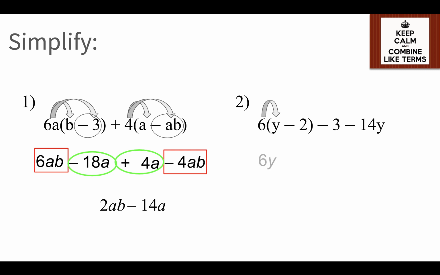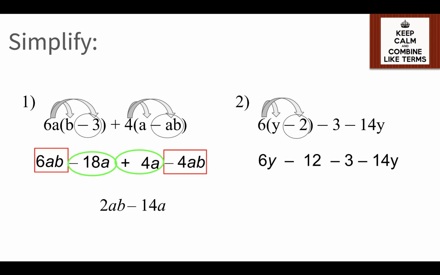6 times y is going to give me positive 6y. Since this is my first term in the expression, my positive, I don't need it to be visible. I know it's a positive 6y there. Now the next term is a minus 2. So 6 times a negative 2 is going to give me negative 12, so minus 12. Then let's bring the rest of the expression straight down.